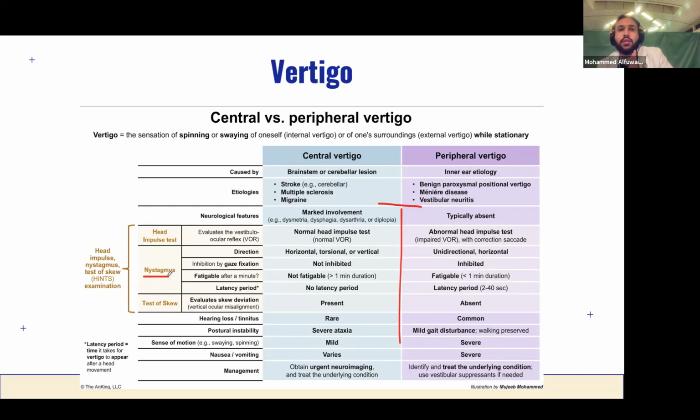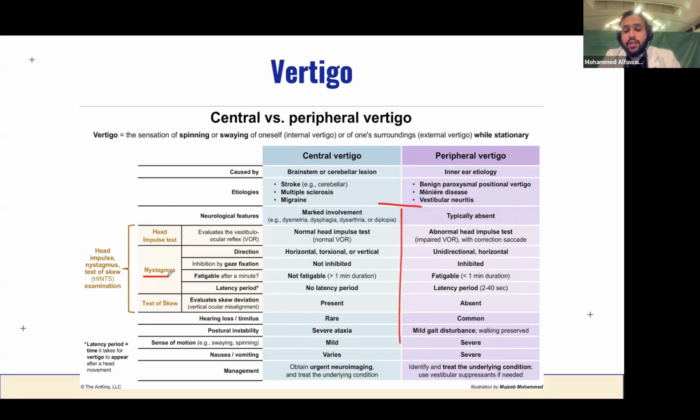In central, I want you to remember, it can be anything. And importantly, there is vertical nystagmus. The eye looks like this. This is vertical nystagmus. If it's like this, it's horizontal, most likely peripheral vertigo. If it does the vertical nystagmus, it's central. That's number one. Number two is that it's fatigable in peripheral, meaning that after 1 minute it will stop. Not the muscles, but the nystagmus itself. It does not usually last more than 1 minute.